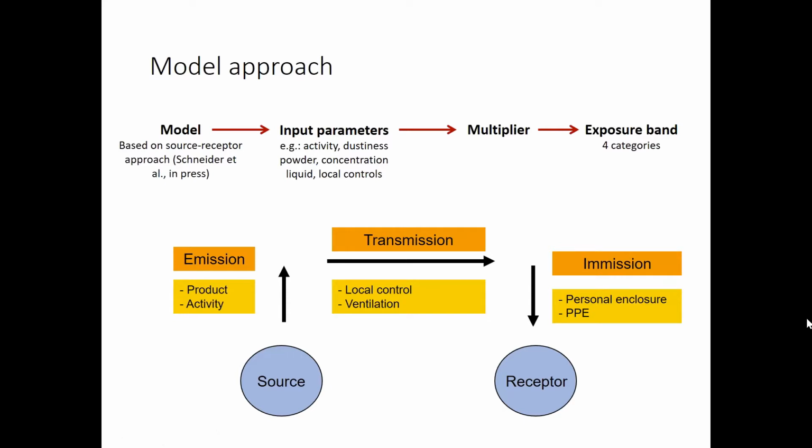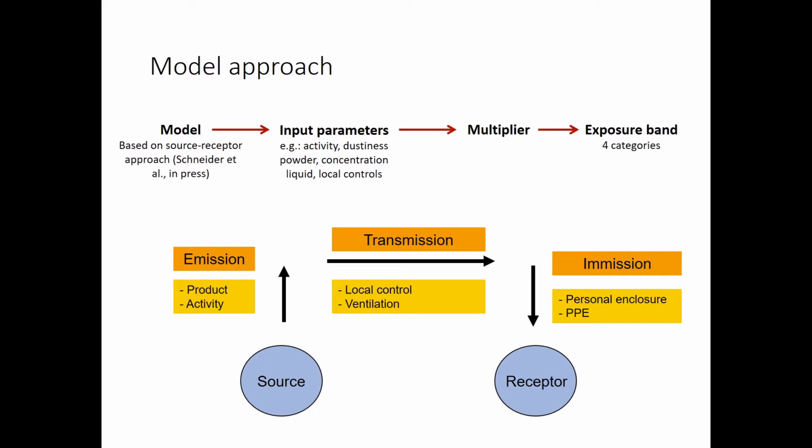To assess the exposure, a model is used, which is called a source receptor model. As you can imagine, there is a source emitting nanomaterials. The level of emission is depending on the nano product that you use, but also the activity that you perform with it. So there is a certain emission. This emission is transmitted to a receptor, for instance, a worker. But this transmission may be controlled by local ventilation or by generic ventilation, or maybe there are even other control measures in between. So only part of the emission will actually reach the worker.